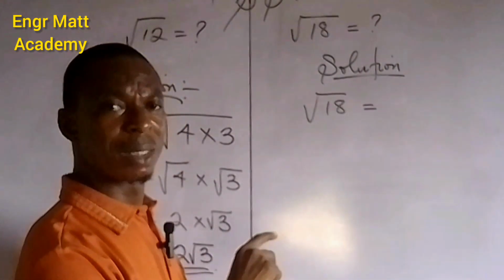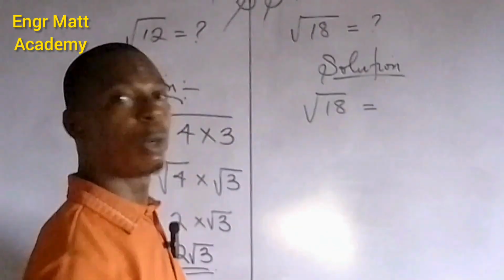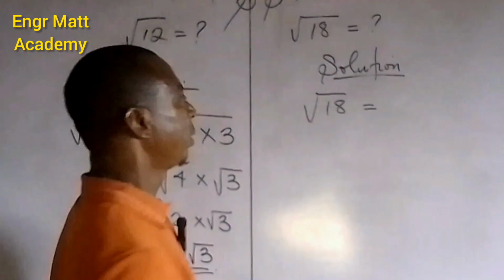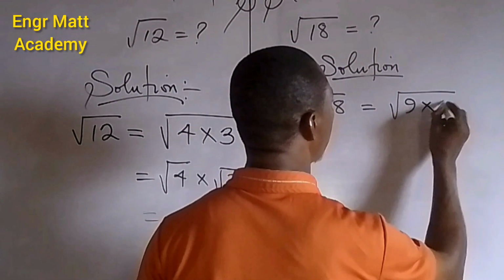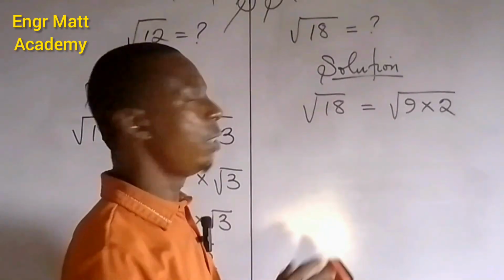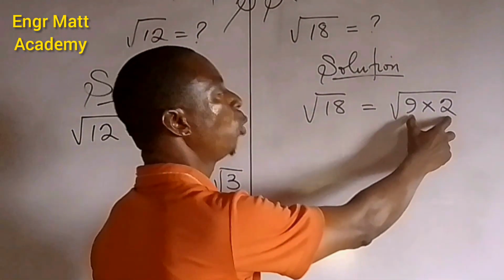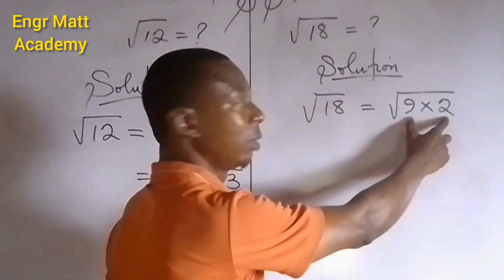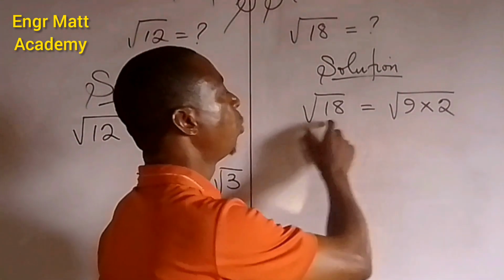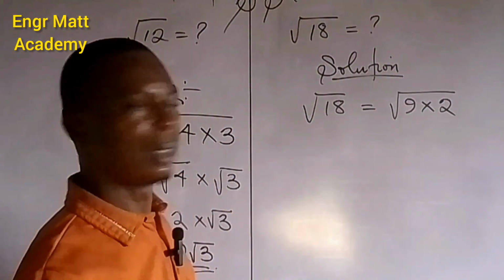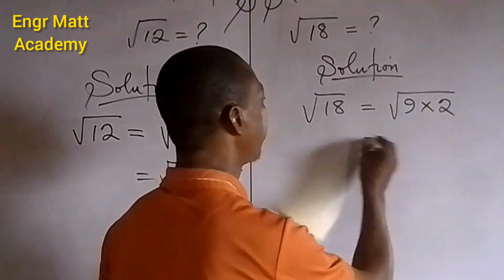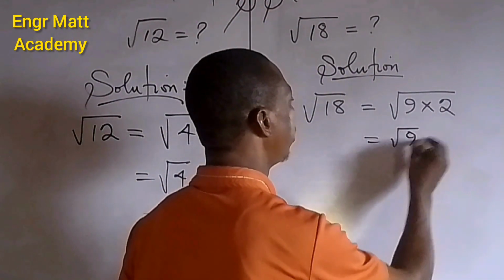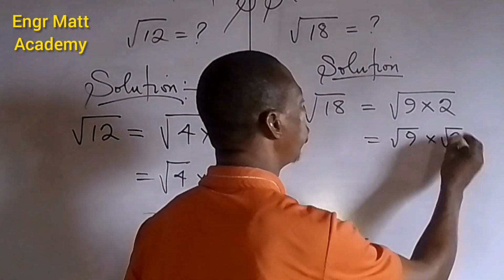Now look for two numbers that will give us 18 when we multiply them. That will be 9 times 2. All we did here is split root 18 into two of its factors. Root of 9 times 2 is the same thing as root 18. Now we separate them by saying root 9 times root 2.